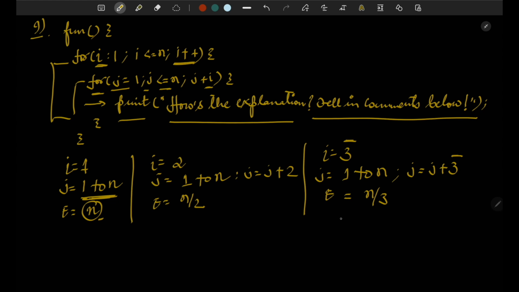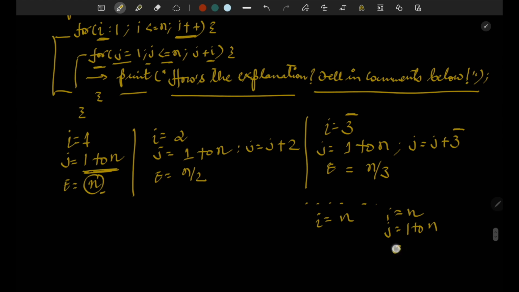So when we extrapolate it to, let's say, some value i as n, then what we see is i is going to be n, j is going to be from 1 to n, and the execution will be happening just once because n by n times. So we have seen that it's going to be executed n times, n by 2 times, n by 3 times, and so forth, and finally n by n times.